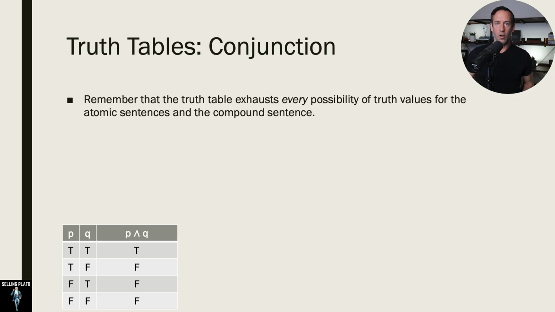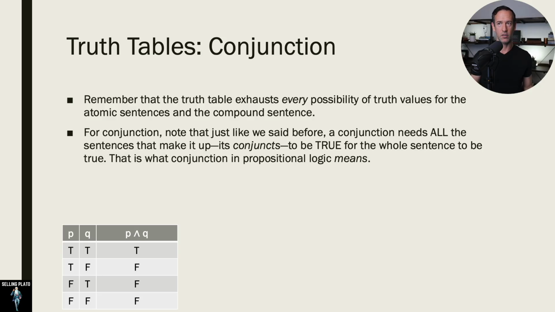So remember that the truth table exhausts every possibility of truth values for the atomic sentences and the compound sentence. Those are all the possibilities. We don't have a possibility remainder here at this point.